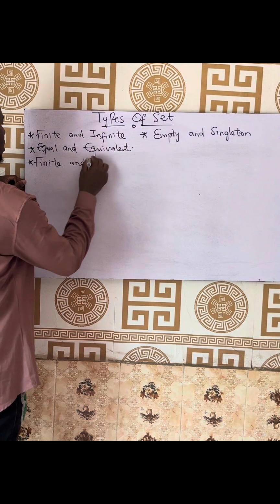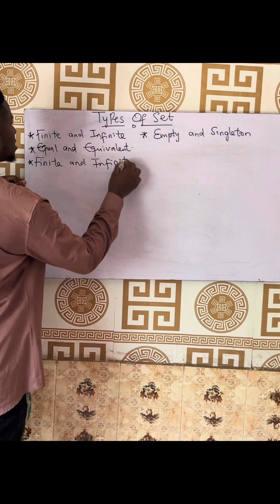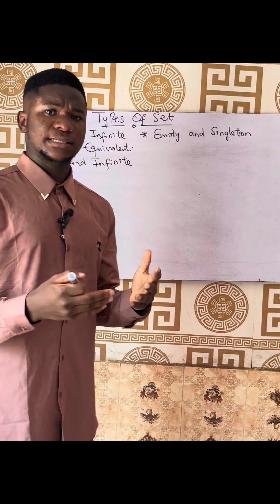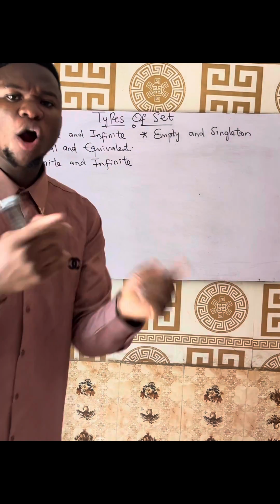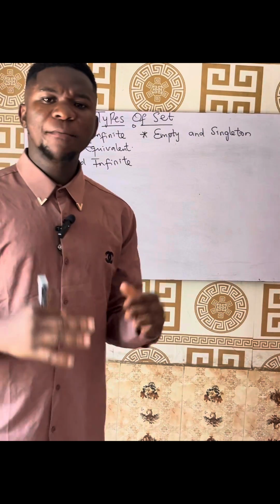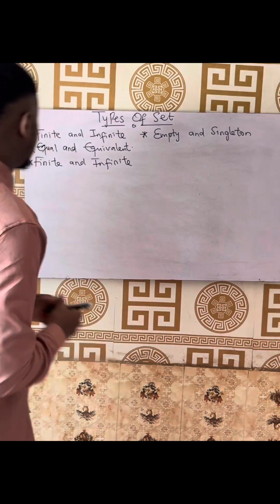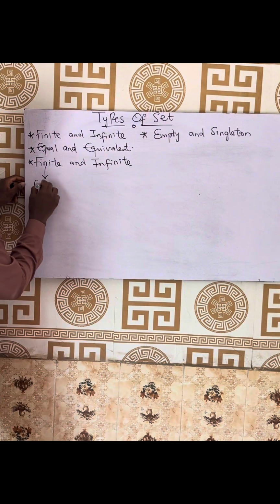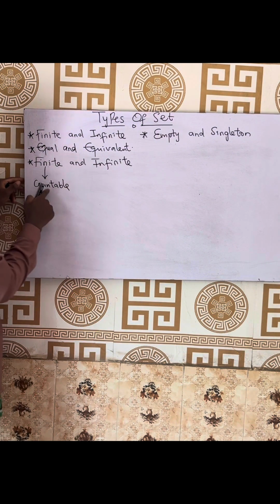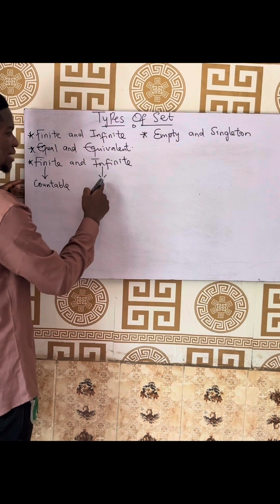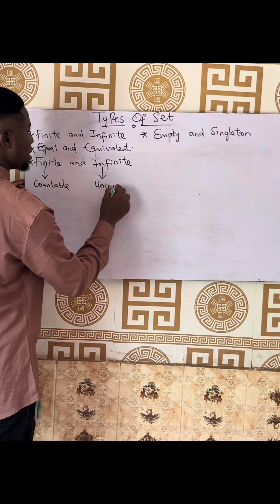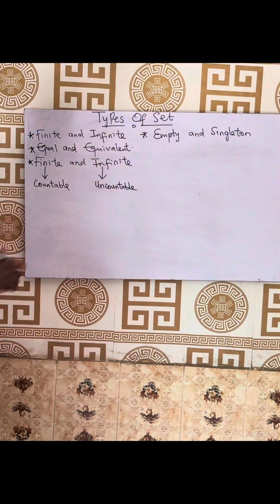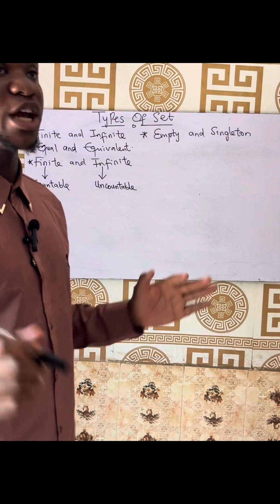Finite and infinite. Guys, you have to understand something, that infinite is like the opposite of finite. Infinite is coming from the term infinity. We all know what infinity means: when something has no ending. So this simply means that a finite set is a set that has countable elements. But an infinite set is a set that has uncountable elements. So a finite set has countable elements, an infinite set has uncountable elements.